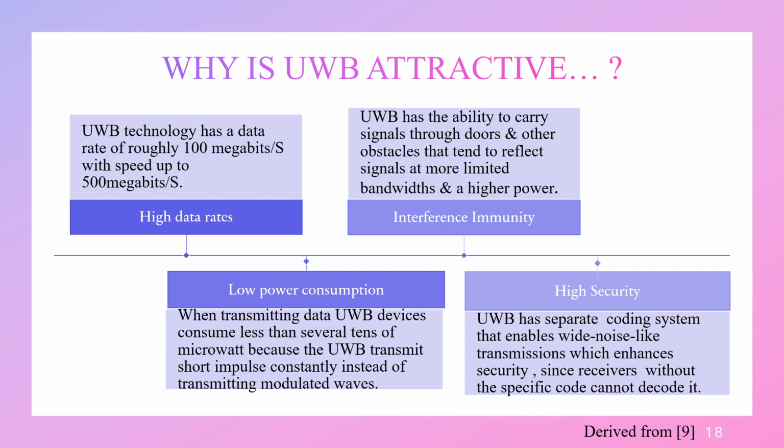It has interference immunity. UWB has the ability to carry signals through doors and other obstacles that tend to reflect signals at more limited bandwidths and a higher power. It has high security. UWB has a separate coding system that enables wide noise-like transmissions, which enhances security, since receivers without the specific code cannot decode it.